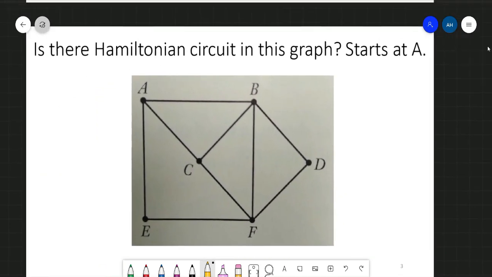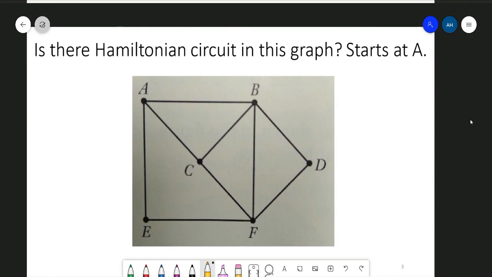Now, before we proceed with the traveling salesman problem, we try to figure out in this graph, is there a Hamiltonian circuit? Suppose that we start at A. This is A here. Do we have a Hamiltonian circuit? What we are asking is whether there is a circuit starting from A, going through every vertex and then returning back to A.